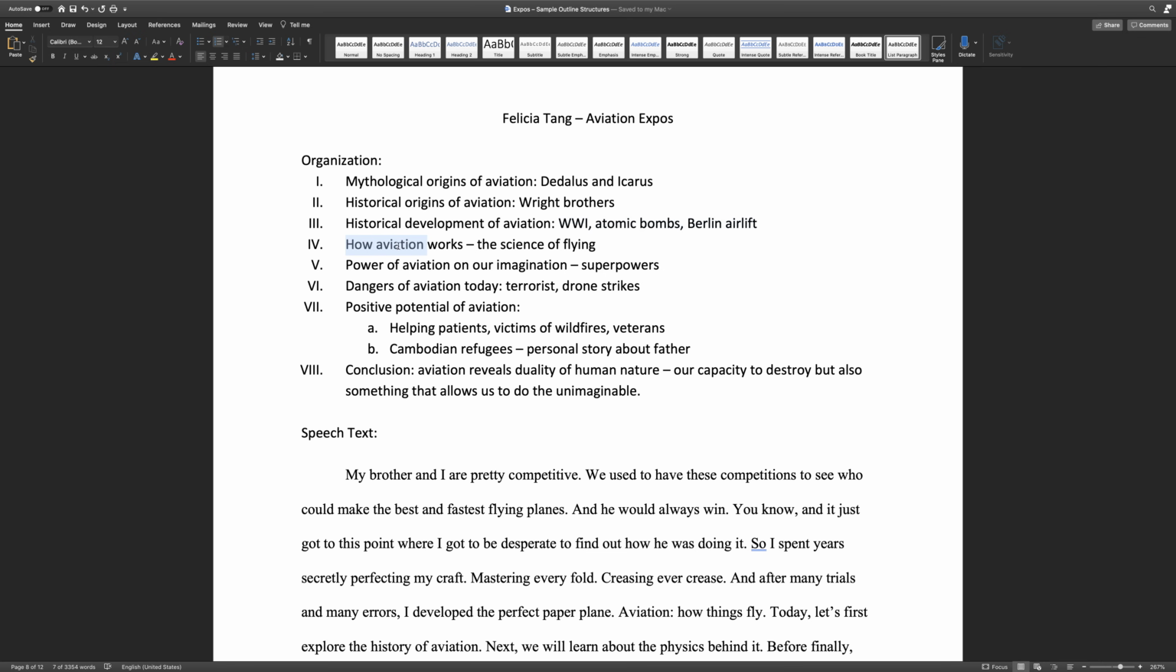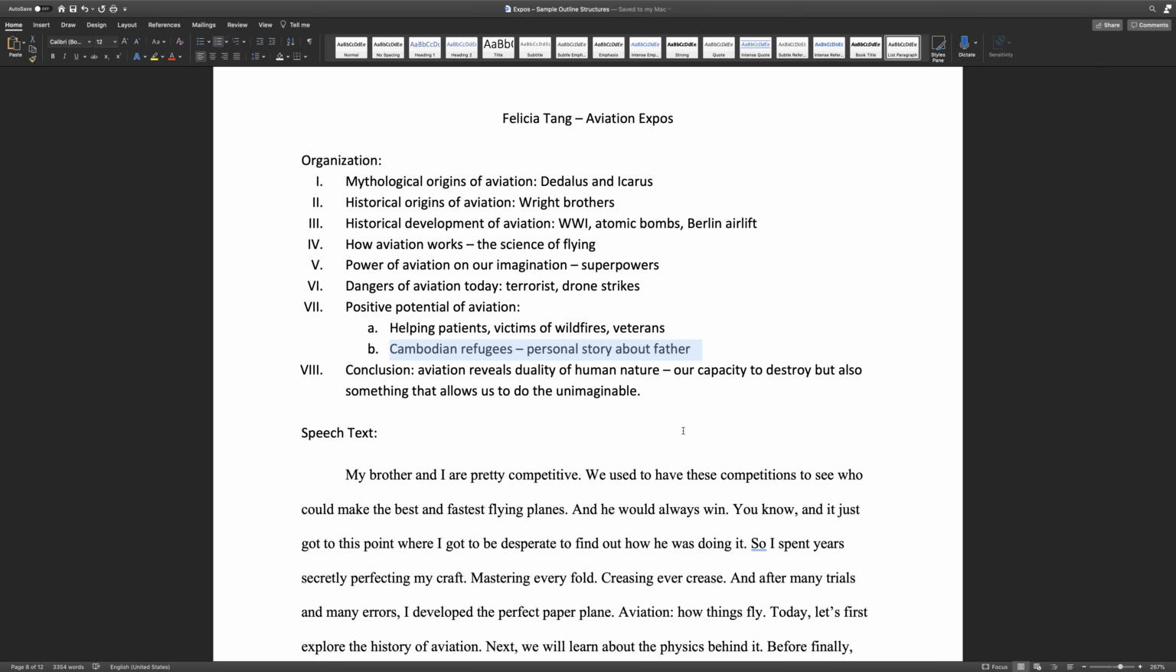Then she went into the science of how it works. Then she went into the power of aviation on our imagination. This is where she talked about how many people would want flying to be their superpower. She had an Amelia Earhart quote there that discussed how powerful flying is on our sense of imagination. Then she got to the dangers of aviation today, terrorism, drone strikes. Then she got to the positive potential of aviation. So that was helping patients, victims of wildfire, veterans.